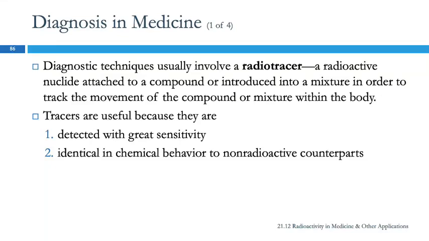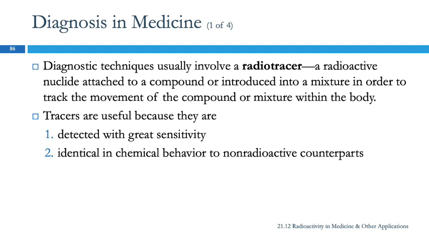So radiation is very, very useful for diagnosing diseases in medicine. Most of these diagnostic techniques involve a radiotracer. So they take a compound such as glucose or an antibody, and they will add a radioactive nuclide to it. And this enables that compound then to be tracked in your body. So it allows you to trace it using radiation.